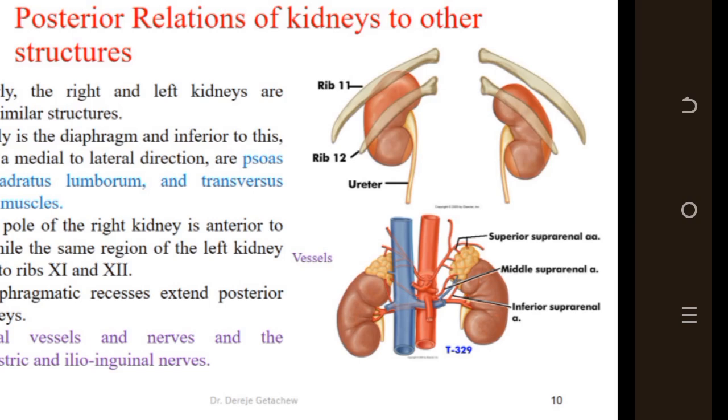abdominis muscle. The superior pole of the right kidney is anterior to rib 12, but the same region, that superior pole of the left kidney, is anterior to ribs 11 and 12. So this again indicates that the left kidney is somewhat higher in location than the right kidney. Costodiaphragmatic recess extends posterior to the kidneys, and there are also these subcostal nerves and vessels, the hypogastric, and the inguinal nerves are also related posteriorly to the kidney.